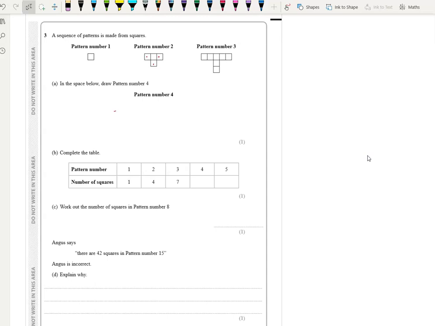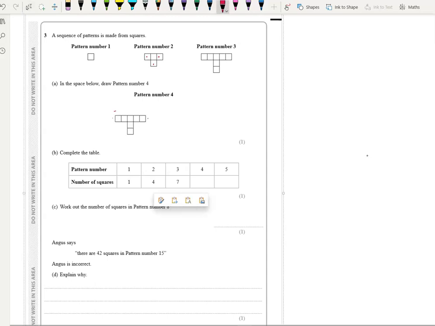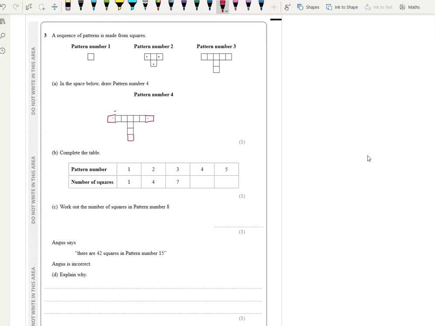So now we will add 1 square. This is pattern 3. So add a square on each side. So add 1 square on each of the 3 sides, and that gives you pattern number 4.